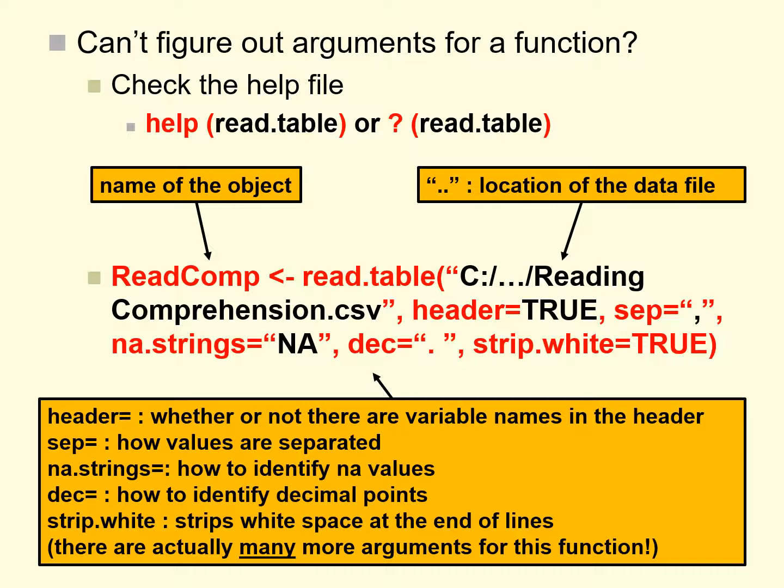So here you see again kind of a repeat from the previous slide, the name of the object. You can see some information about the various arguments, like the location of the data file, whether or not there are variable names in the header, what the separator is, how to handle missing values, how to handle decimal points, and so on and so on. Interestingly, there are a lot of other arguments for this function. Those are the ones we need right now. And again, thankfully, Rcommander takes care of a lot of this stuff for us.